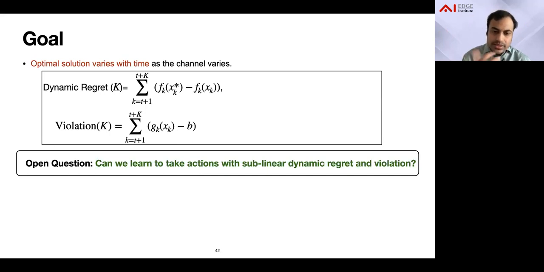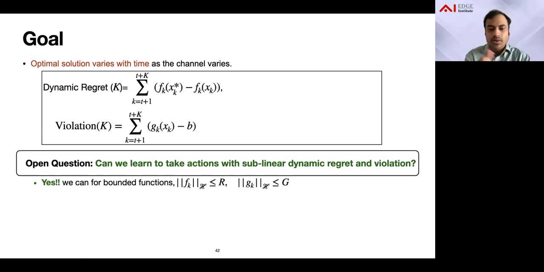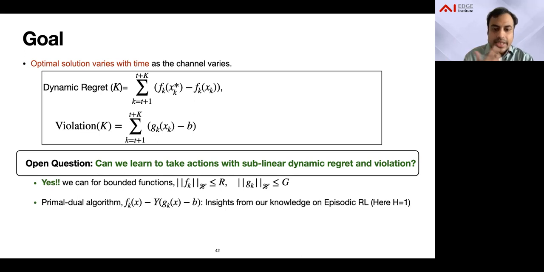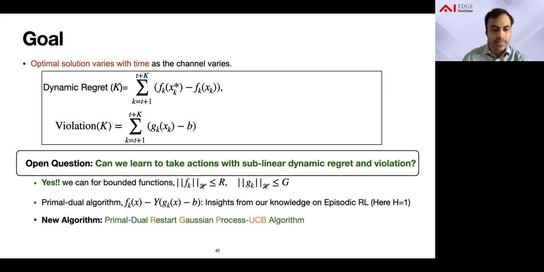And this brings the question: can we learn to take actions with sublinear dynamic regret and violation? The answer is yes, we can, at least for bounded functions in this Hilbert space. The idea is, again, to use the primal dual algorithm. We can think of that bandit problem as also some kind of episodic RL problem, where the step length h is 1. And we give the new algorithm, a primal dual restart Gaussian process UCB algorithm.